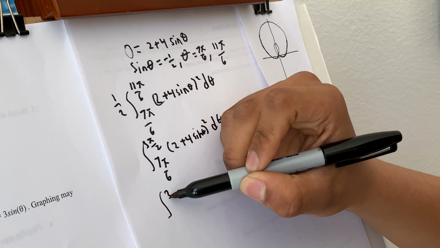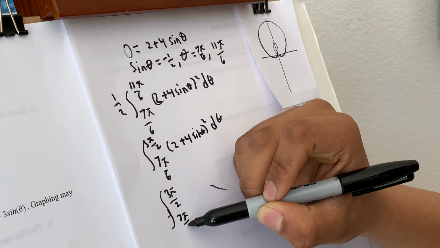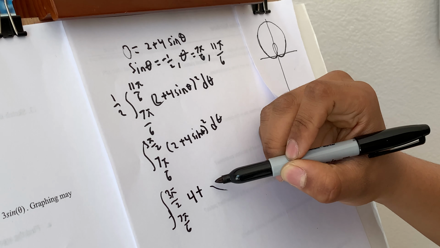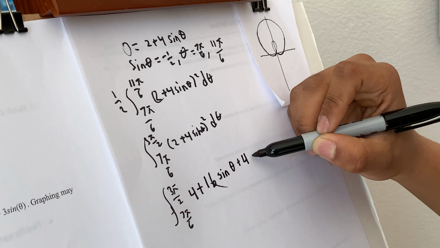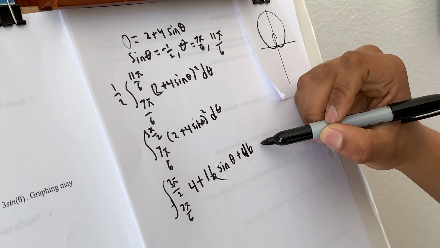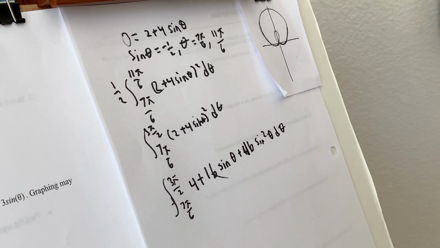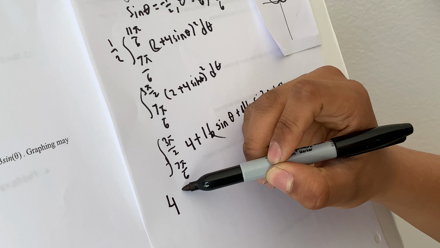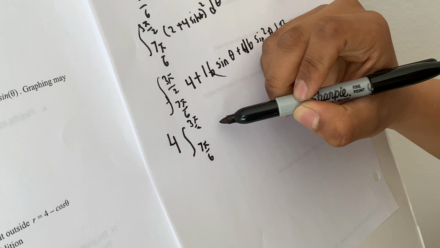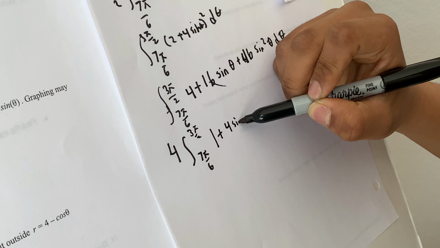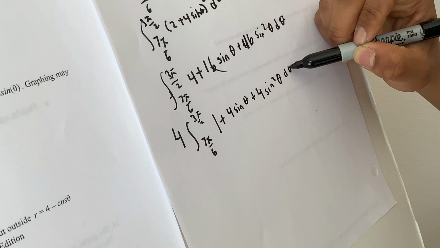Evaluating this integral, we can just distribute this squared. We're doing 4 plus 16 sine theta plus 16 sine squared theta d theta. Next, we're going to factor out a 4. So it's going to be 4 times the integral of 7 pi over 6 to 3 pi over 2 of 1 plus 4 sine theta plus 4 sine squared theta d theta.